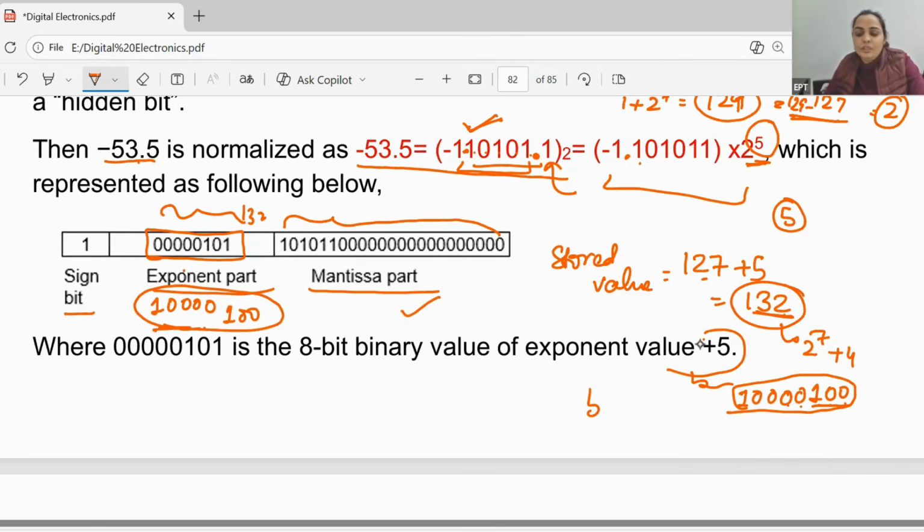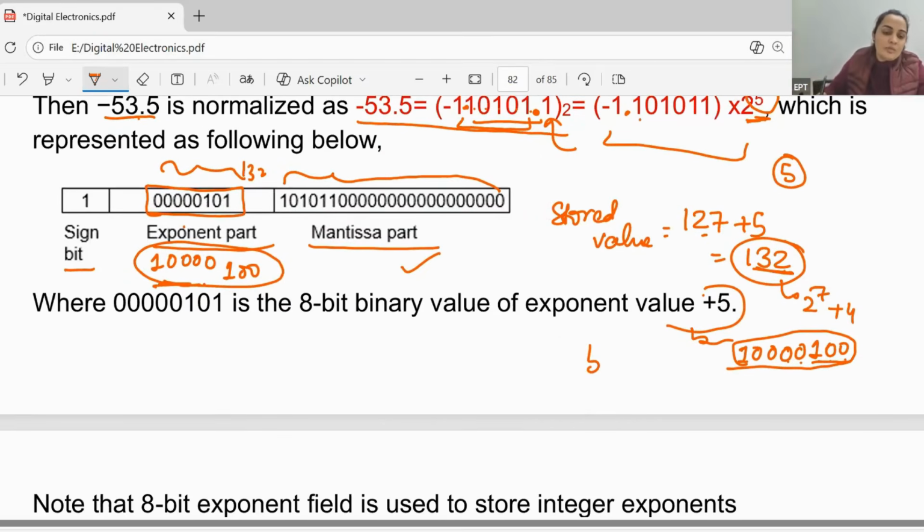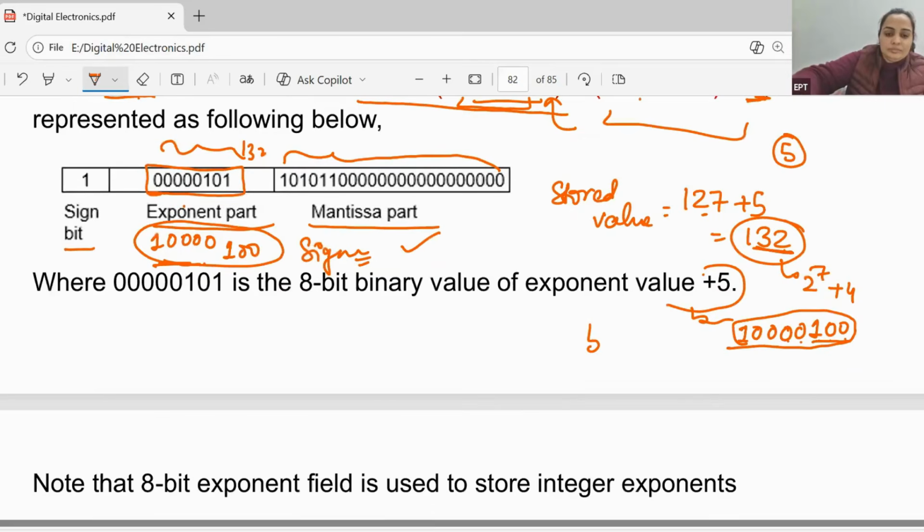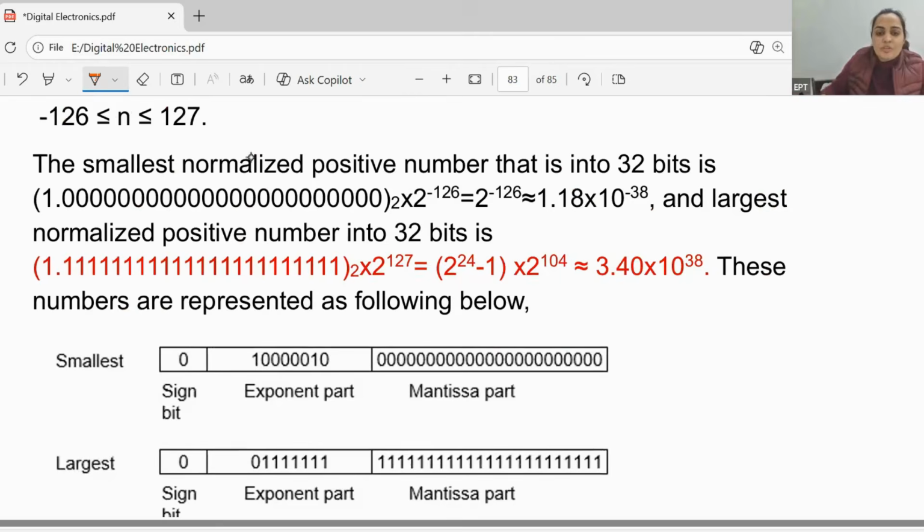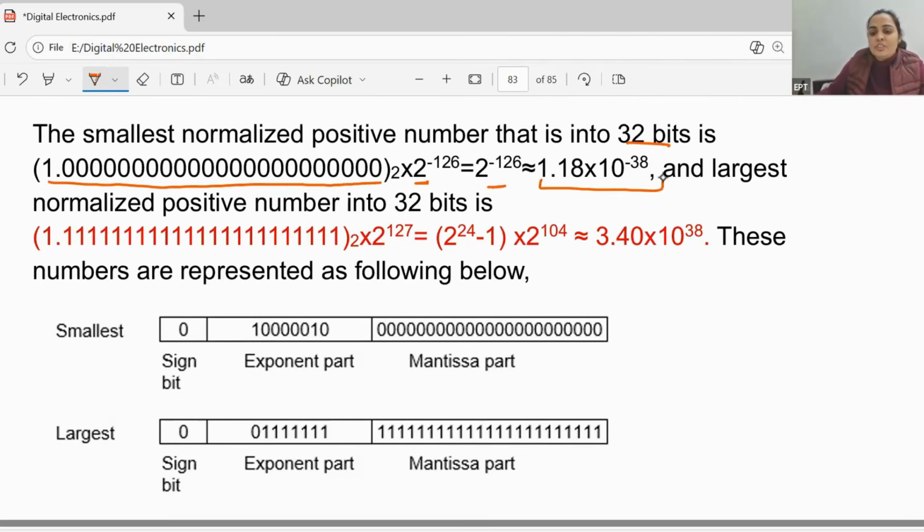In the bias representation method, here I think they are using the one's complement or the signed magnitude method, I think so. It's not clear. So this is the smallest possible number using 32 bits, 2 raised to power minus 126. And in terms of decimal value, this will be the decimal value, and the largest one is going to be 1 point all ones times 2 raised to power 127. So this will be the maximum value that we can have.